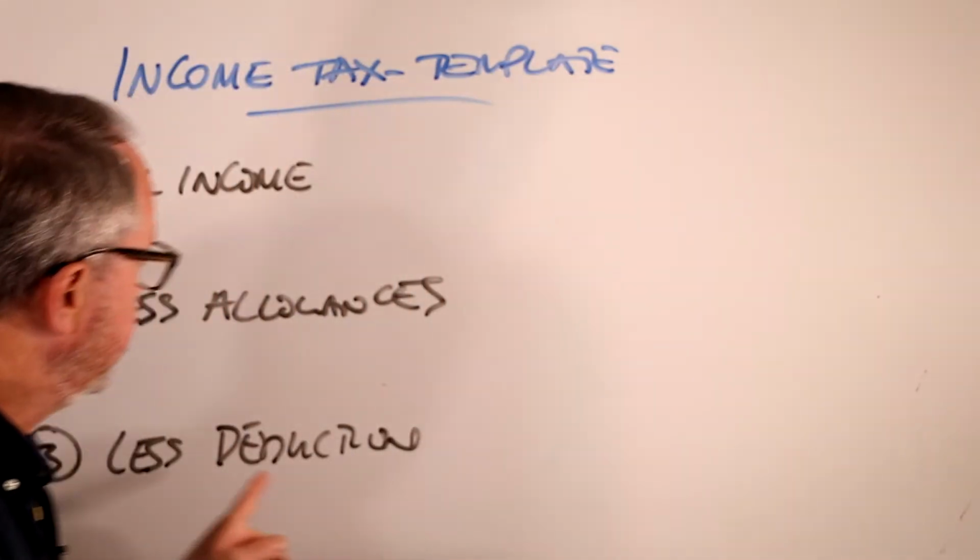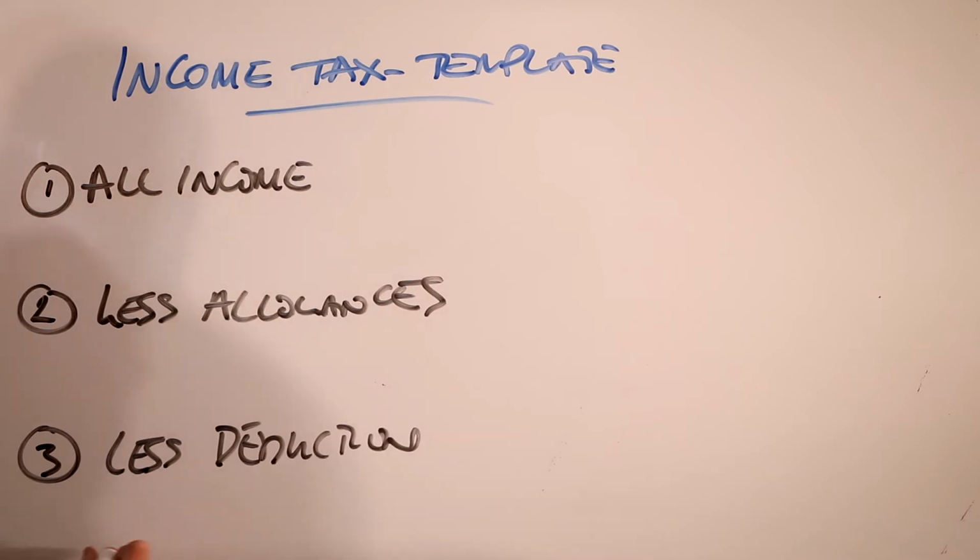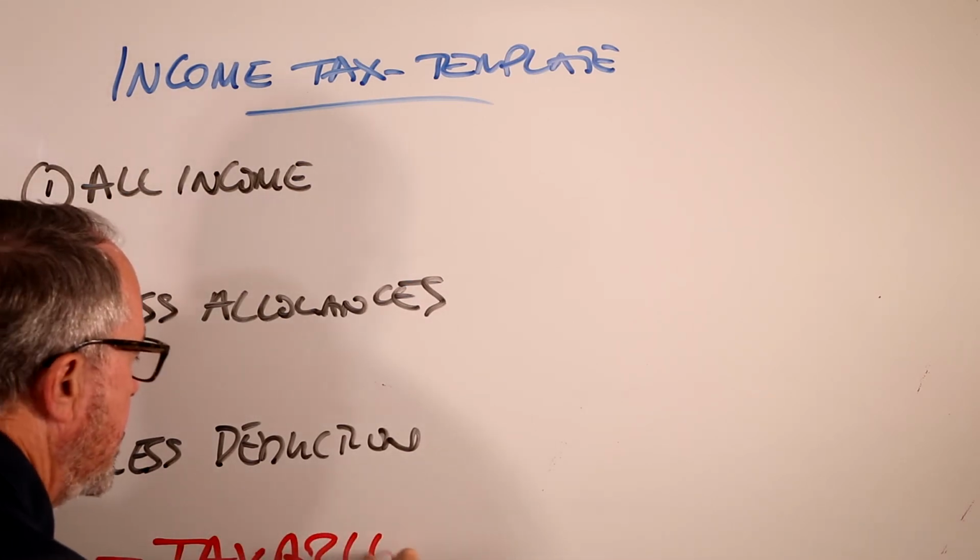So that's deductions. Now, once that's all done then, that then equals your taxable income. There we go, taxable income.